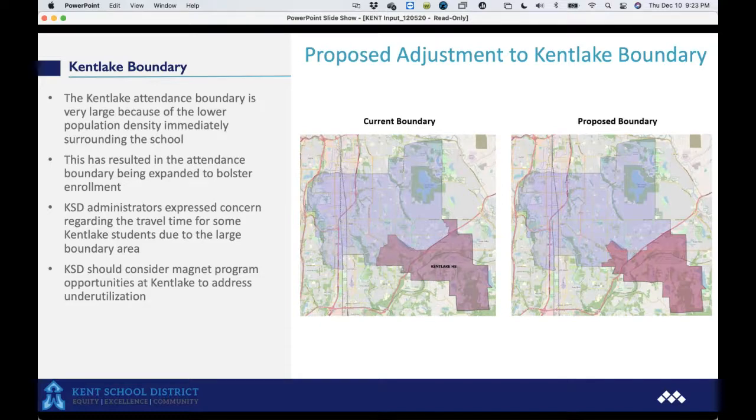And what I mean by that is, because we're proposing that the Kentlake boundary shrink a bit, then Kentlake is already underutilized as a high school. So KSD should consider CTE programs, other magnet programs that will draw students out to Kentlake voluntarily.